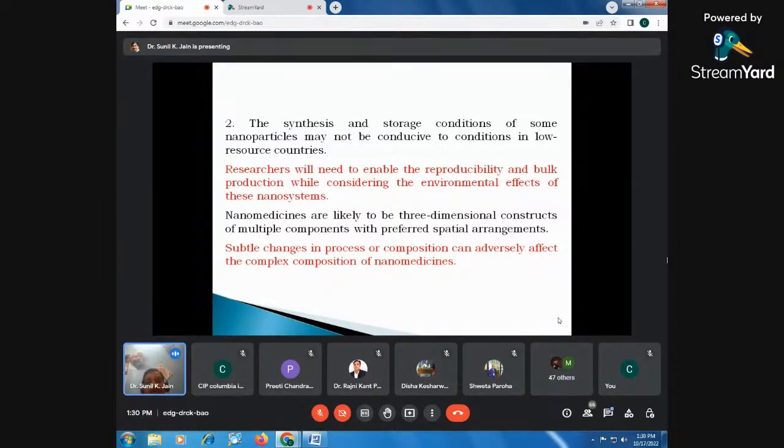Researchers will need to enable reproducibility in bulk production while considering the environmental effect of the nanosystem. If you develop a bulk formulation, it will not work in all conditions. What we need to do is build a three-dimensional construct of multiple components with preferred spatial elements. Subtle changes in process or composition can adversely affect the complex composition of nanomaterials. So we need to consider environmental conditions and storage conditions while developing a nanoformulation.